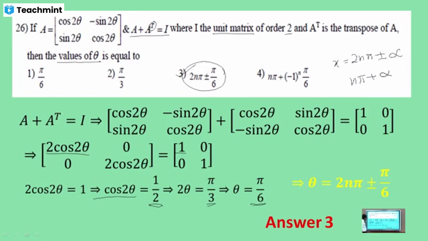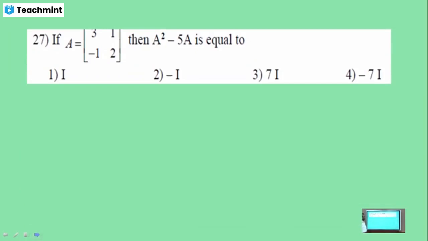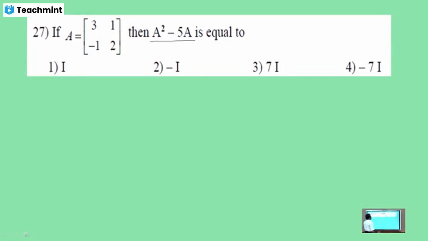It is the general solution that you already learned in the first PU trigonometry, as well as, I think, in the last class. You know that A is given, and then I have to calculate what A square minus 5A is equal to. A square minus 5A, just one more question. How can we define that one?